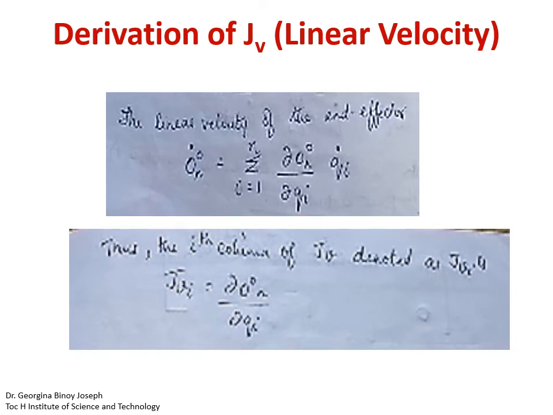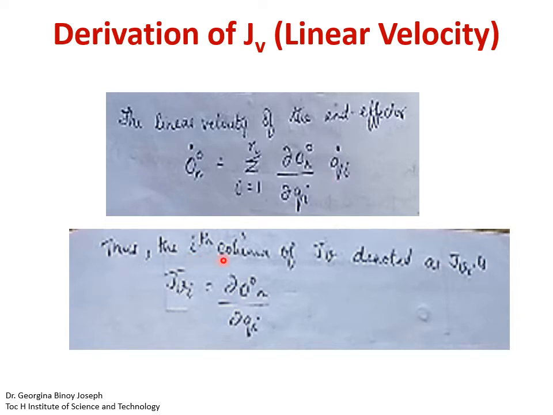Now let us derive the linear velocity component. So we want to derive Jv. The linear velocity of the end effector can be written as dou o n 0 by dou t, that is the time derivative of o n 0. Now this can be written as dou o n 0 by dou q into dou q by dou t. Dou q by dou t we have written as q dot. Since there are n joints, we have to write the sum from i equal to 1 to n of dou o n 0 by dou qi into qi dot, that is dou qi by dou t.